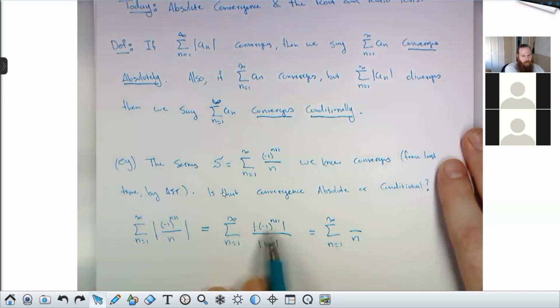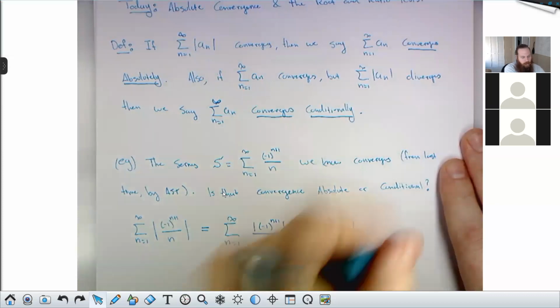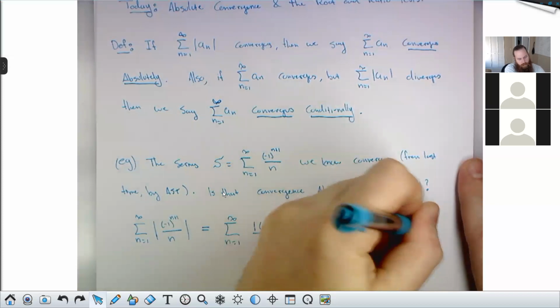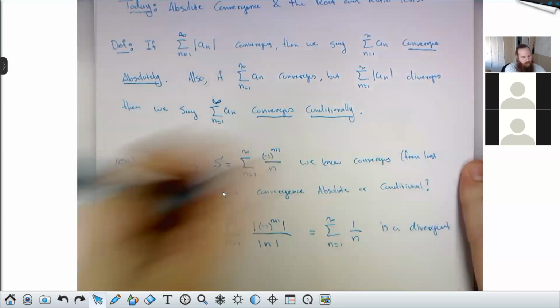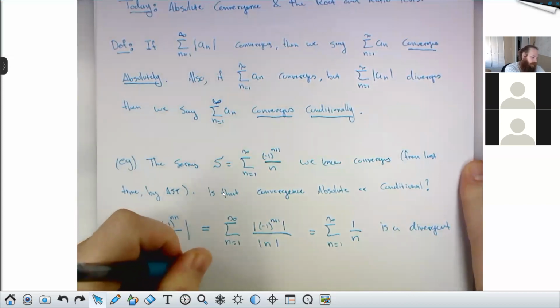And upstairs, (-1)^(n+1), the thing inside the absolute value at the top, is always either +1 or -1, right? (-1)^(n+1) just flips back and forth from +1, -1, +1, -1, both of which have absolute value 1. And this series, sigma 1 over n, without any alternating piece, is a divergent p-series. It's the regular harmonic series. Here p is equal to 1, which is not bigger than 1.